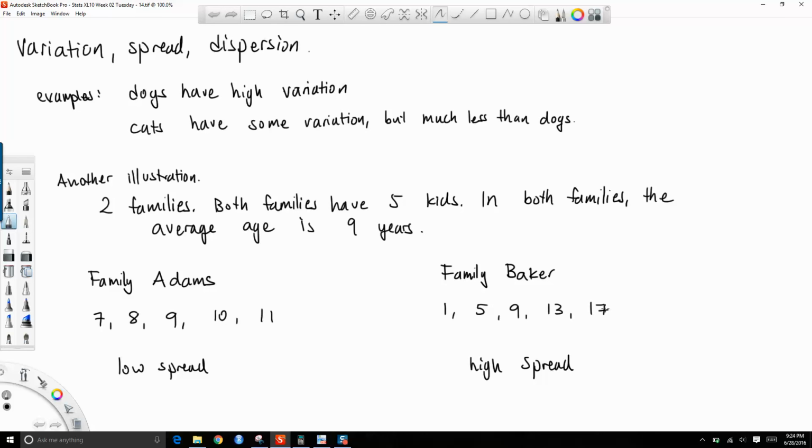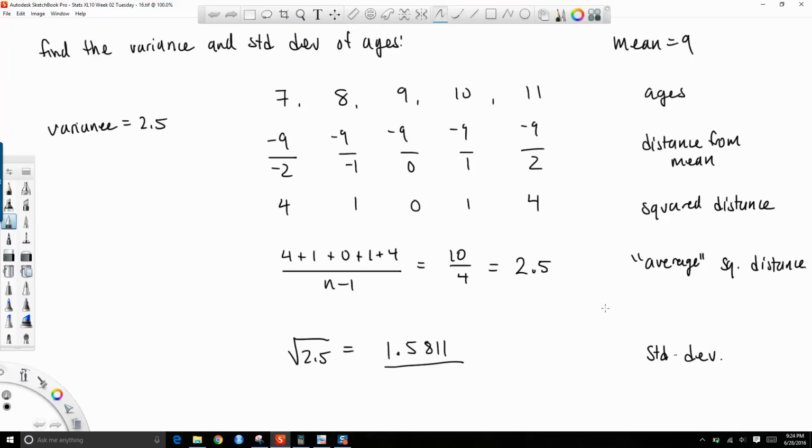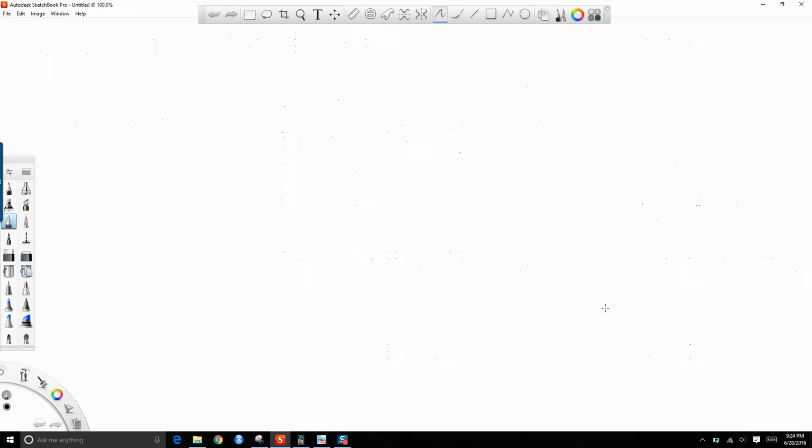But there are many other cases where you just have a mix of numbers and it's not quite certain which data set has more spread than the other. And in those cases, the formula for the standard deviation or the variance can quantify that amount of spread, okay? Is that good? I'll throw up the formula for the standard deviation.